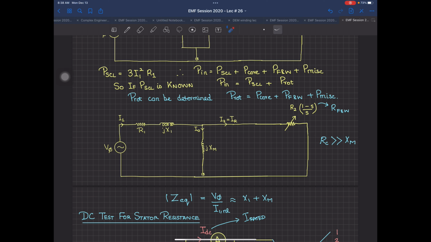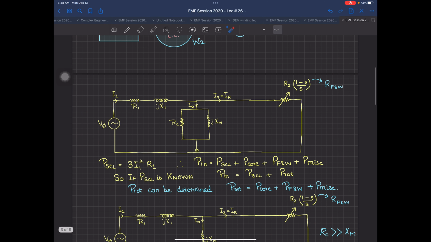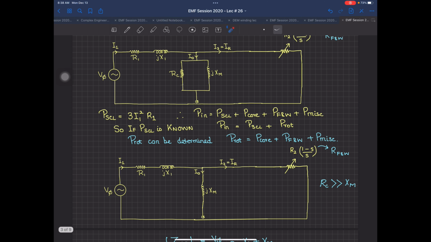Even if you run the machine now at full load, because the core losses are dependent upon what? They are dependent upon the voltage. And if your machine has the voltage at this point, this is E1 voltage, if this voltage is approximately the same as V phase, then the losses inside this RC and JXM are almost the same. So it's not that much different. Practically, if the rotational losses are found, you can estimate the P core plus friction and windage plus the stray losses. And there will not be much change, maybe 1% or 2%, but not more than that.